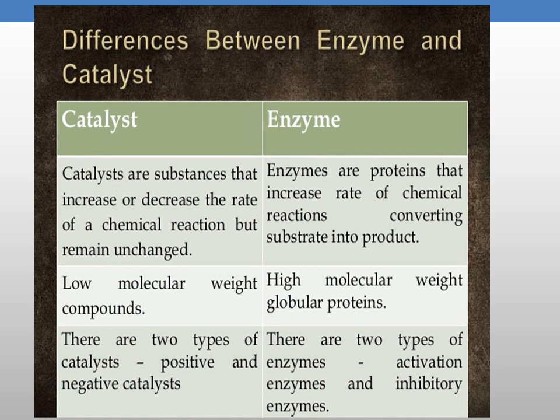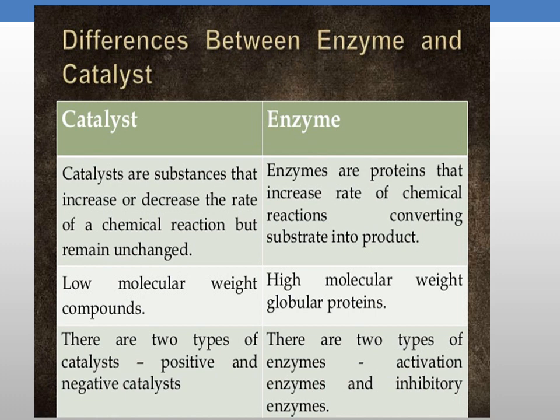Catalysts are substances that increase or decrease the rate of a reaction but remain unchanged. Enzymes are proteins that increase the rate of the reactions, converting substrate into product. So enzymes in biological systems are usually used only to increase the rate of biochemical reactions taking place in organisms. Catalysts are low molecular weight compounds, whereas enzymes are globular proteins, so naturally they will have high molecular weight.